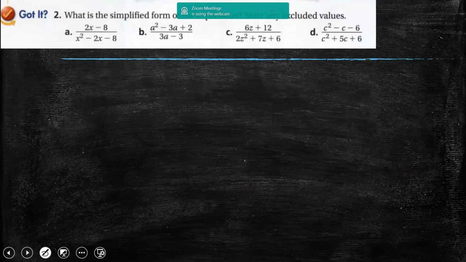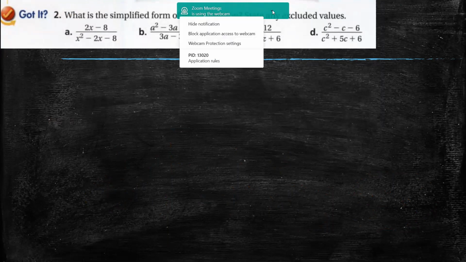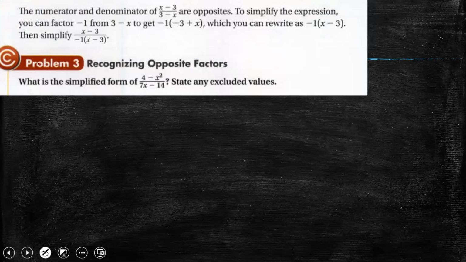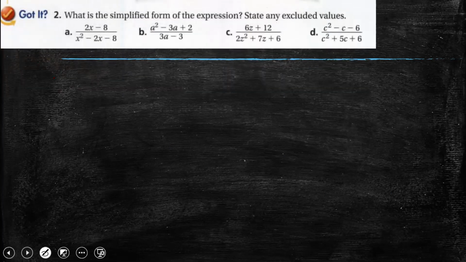We solved yesterday's questions. Now let's continue with D. I want to solve D, and then find the excluded value for it. Let's solve D here first. It is c squared minus c minus 6 over c squared plus 5c plus 6.